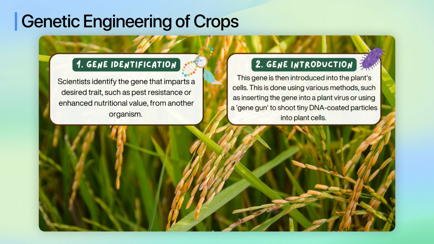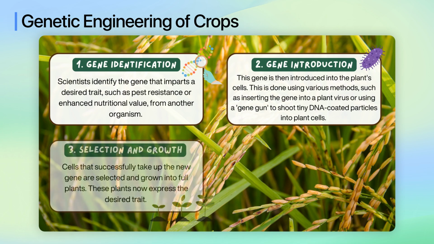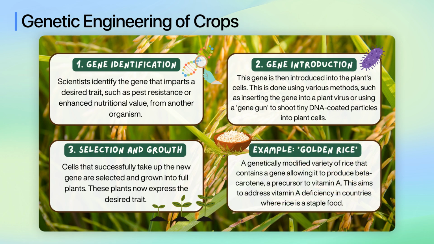This can be done using various methods, such as inserting the gene into a plant virus, or using a gene gun to shoot tiny DNA-coated particles into plant cells. Cells that successfully take up the new gene are selected and grown into full plants. These plants now express the desired trait. For example, golden rice is a genetically modified variety of rice that contains a gene allowing it to produce beta-carotene, a precursor to vitamin A. This modification aims to address vitamin A deficiency in countries where rice is a staple food.